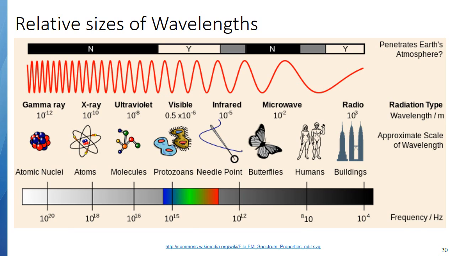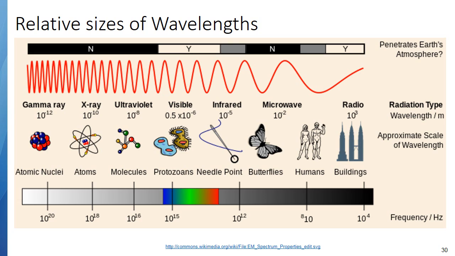This is an interesting little picture. It tells you how long a wavelength is for different types of energy. Gamma rays, which have the highest energy, have the very smallest wavelengths, so small that they're about the size of an atomic nucleus.